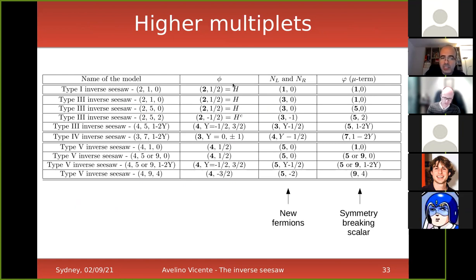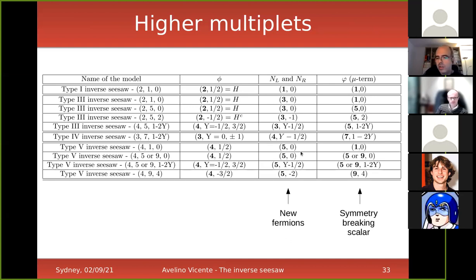Here you have a table with some examples. The one that I just explained and that I illustrated before just takes this choice 2, 1, 0. But you can play with all the possibilities. For example, you can play with triplet fermions in the internal line. And this is something that I will explain later in an example, but this works because this is exactly the same idea that you have in the type 3 seesaw. So you can construct a type 3 inverse seesaw exactly in the same way.